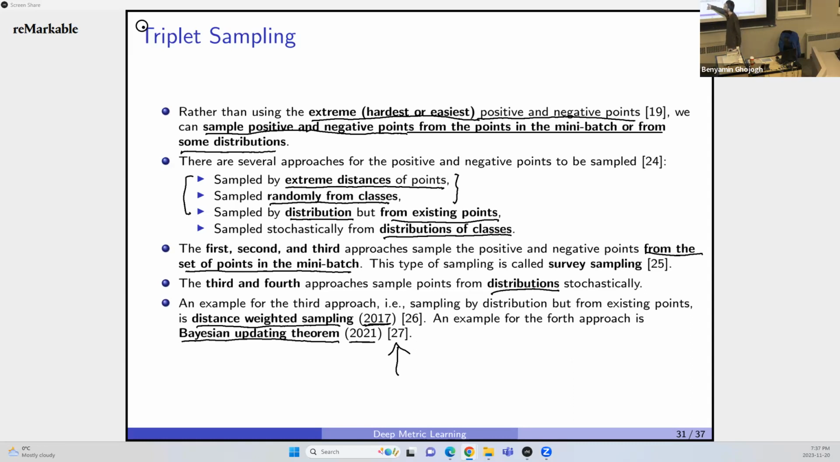So we need to update the distributions of the classes by Bayesian updating theory, right? And then we sample from the updated distribution in every mini batch. Interesting, right? So you can do that.